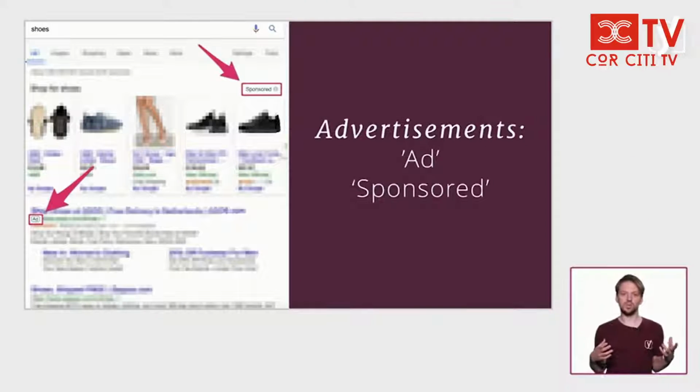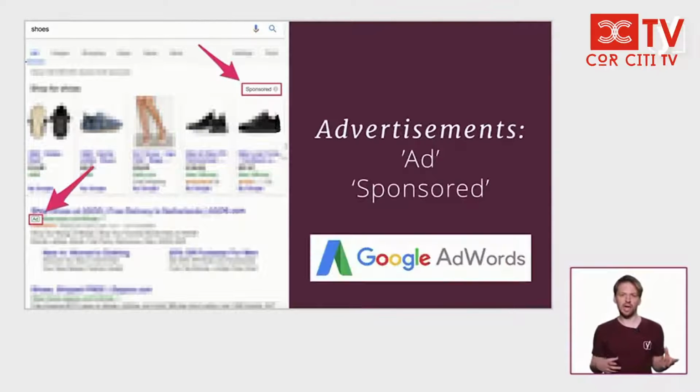Ads are recognizable by the little green box containing the word ad. And sometimes the results are set apart and you can see the word sponsored above it. This can happen when you're shopping for clothing, for example. If you want to advertise on Google, you should check out Google AdWords. For now, we'll leave it at that, because search engine advertising is a separate field from SEO, which we at Yoast do not focus on.